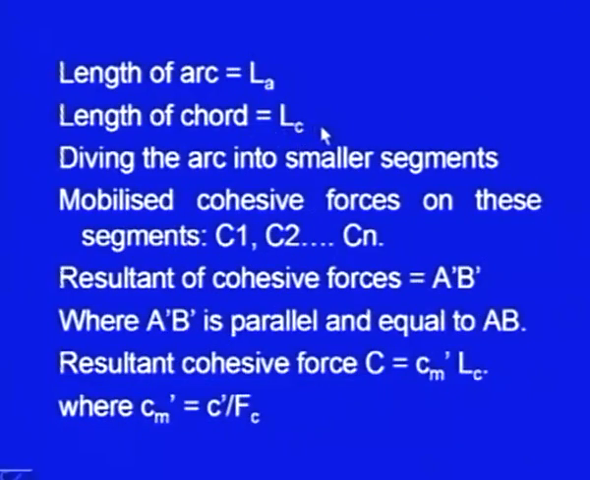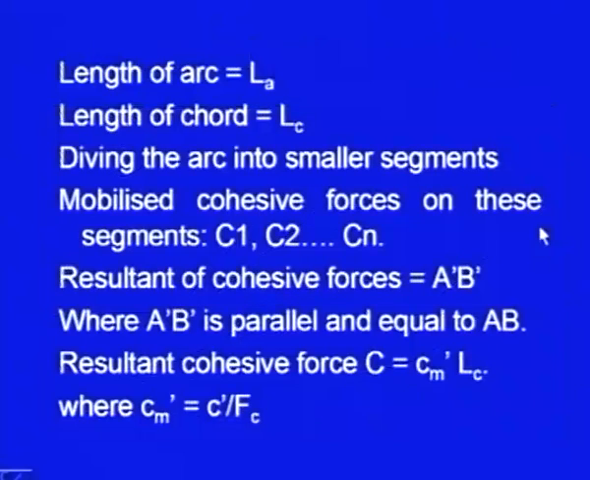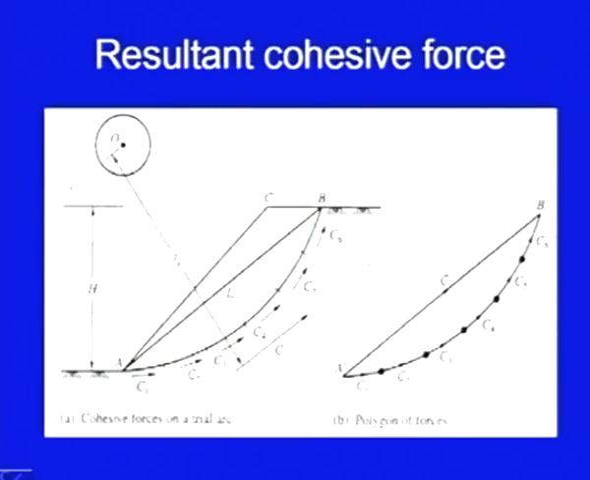Length of chord is, let us say, Lc. Dividing the arc into smaller segments and then taking the mobilized cohesive forces on these segments as C1, C2 and Cn, as I discussed, the resultant of all these small cohesive forces is A dash B dash. It is shown here. A dash is this point, B dash is this point. So, this is the resultant, where A dash B dash is parallel and equal to A B. Necessarily it will be parallel and equal to this chord A B.